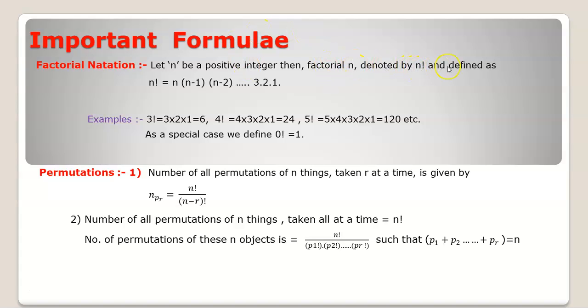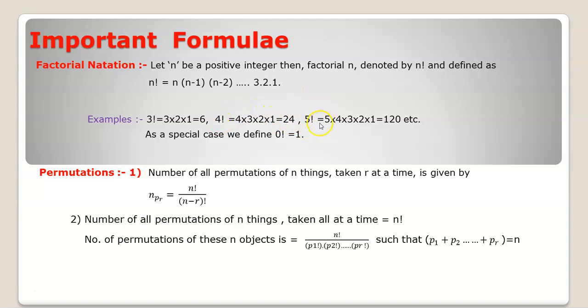by n factorial, is defined as n factorial equals n into n minus 1, n minus 2, and so on, 3 into 2 into 1. That is the continuous product of the first n natural numbers. For example, 3 factorial equals 3 into 2 into 1, that is 6. 4 factorial equals 4 into 3 into 2 into 1, the continuous product of the natural numbers, which equals 24.